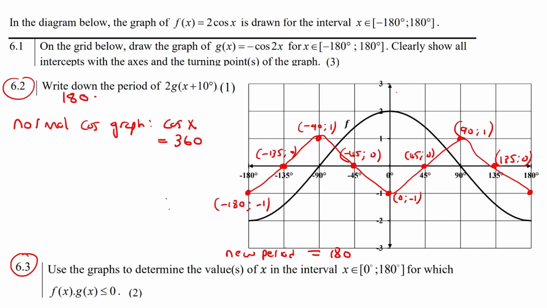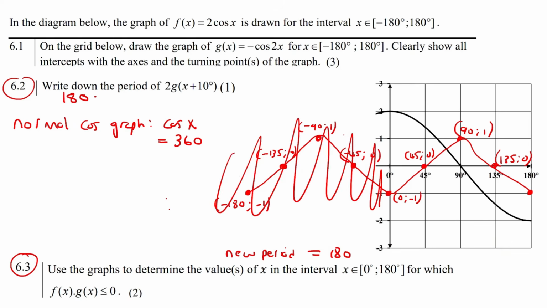So we're actually going to block off the rest of the graph. I've tried my best to block that all off. It says use the graph to determine in that interval, so just in this little area over here, where is this? Okay, so it's one of these questions where we have f of x multiplied by g of x, and they want it to be negative.